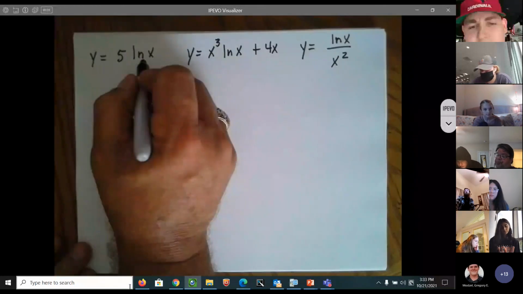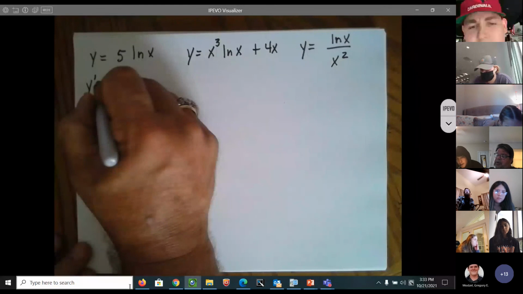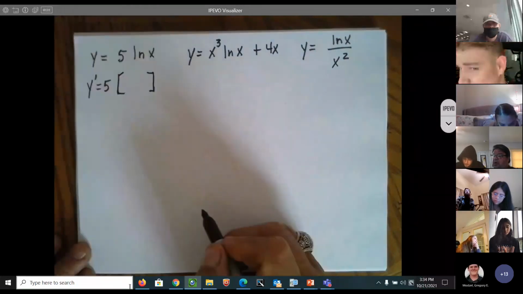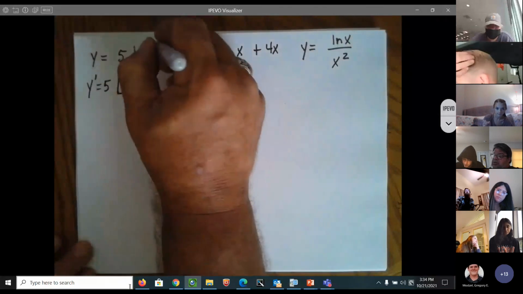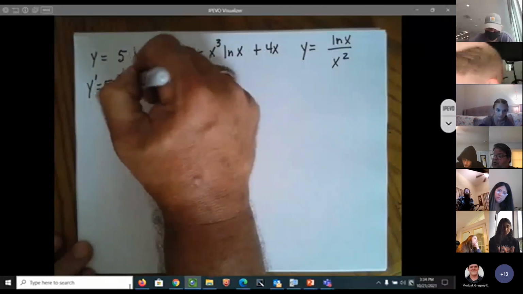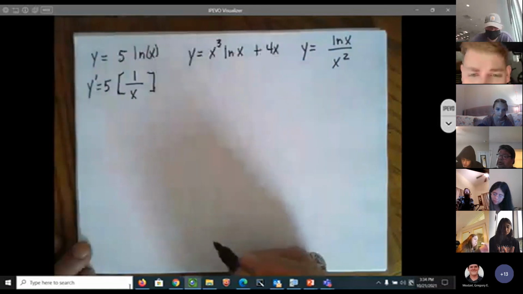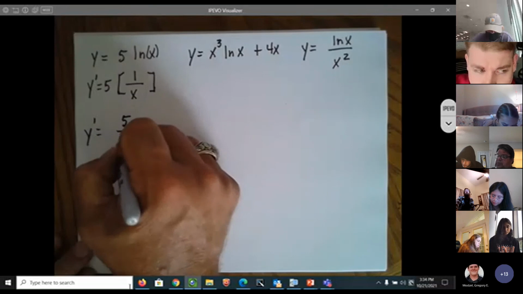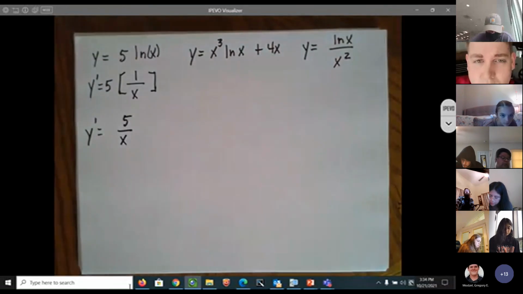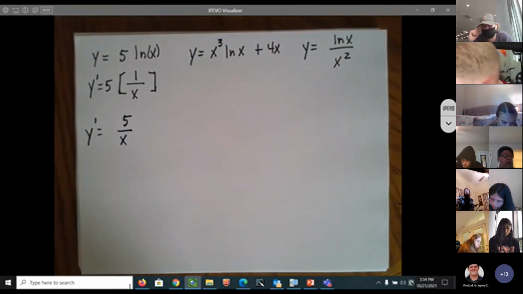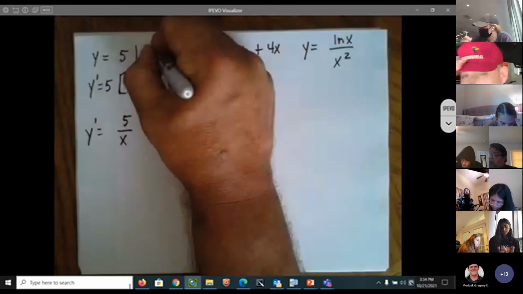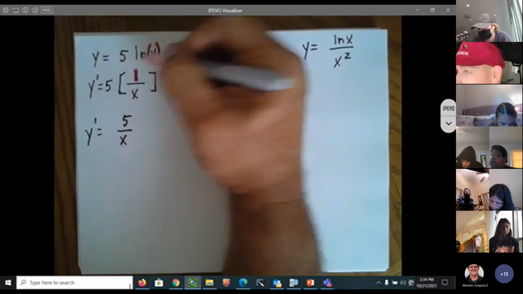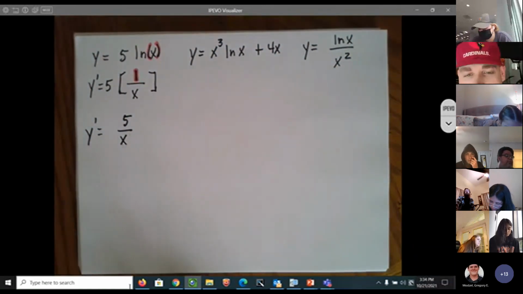So this one's pretty simple. Y prime is equal to 5, and then the derivative of the natural log of x is the derivative of x over x, 1 over x. So therefore, y prime is equal to 5 over x. Now I'm going to take a pink marker and highlight that 1 so you'll know where that 1 came from.